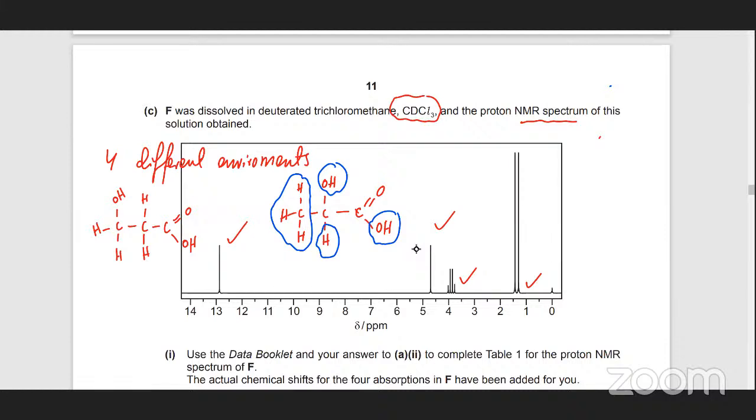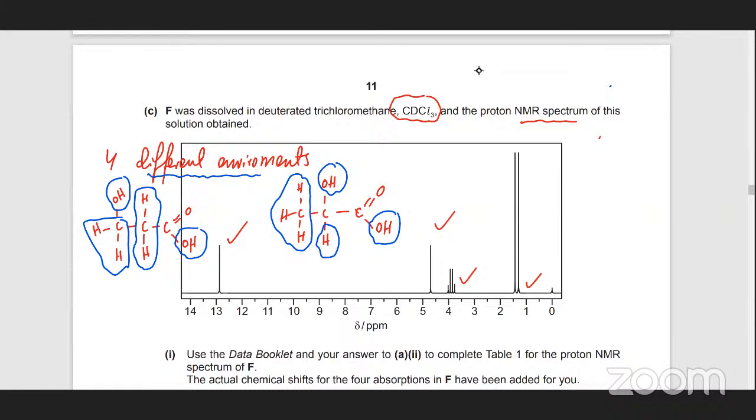Achha, what about this one? This OH would resonate at a different frequency. The two CH2s, ये जो दो hydrogens are there, they're going to resonate at a different frequency. These two hydrogens are exactly the same, so they're going to resonate at a single frequency. And this OH is different from the others. So जहाँ तक 4 different environments की बात है, they both have 4 different environments.